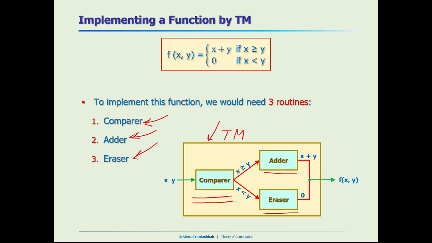Okay, so let's start with implementing the comparer. Before going further, since all of these routines are supposed to use the same tape, when we are here, this block of the code is using the same tape, right? And when we activate this adder here, this block of the code is supposed to use the same tape. So it is essential that when we are going from one block to another block, we need to specify where the cursor is.